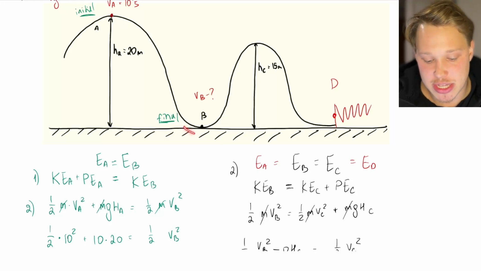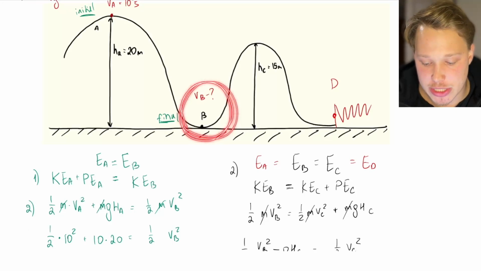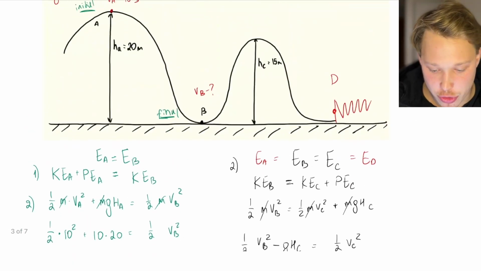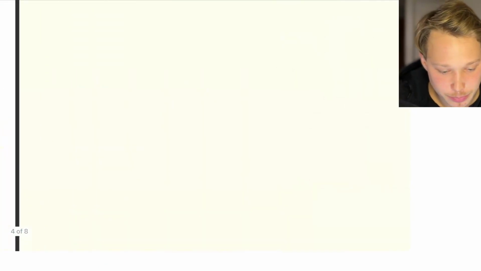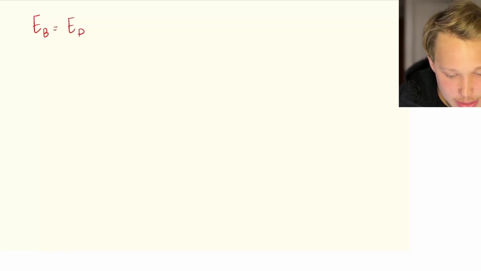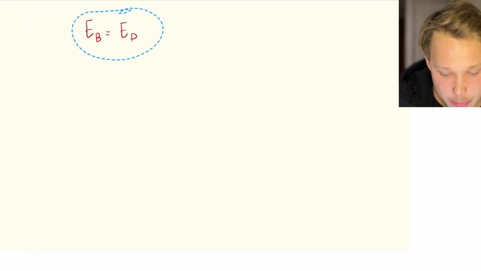But let's say, again, I like point B. So why don't we set energy at B equal to energy at D? So that would be our third step right here. So energy at B is equal to energy at D. Now, let me bring back the picture.